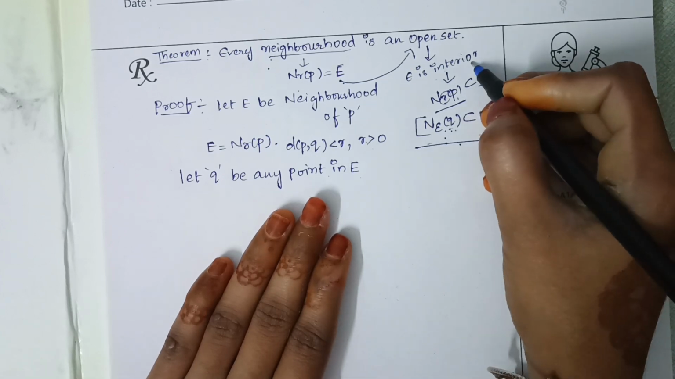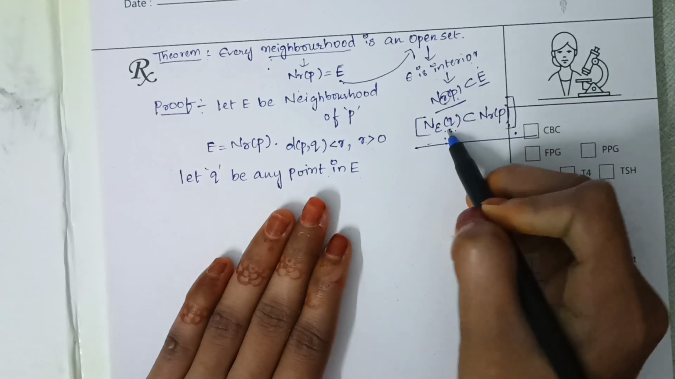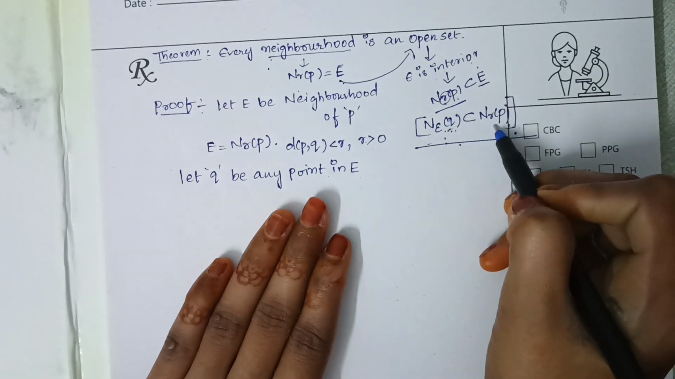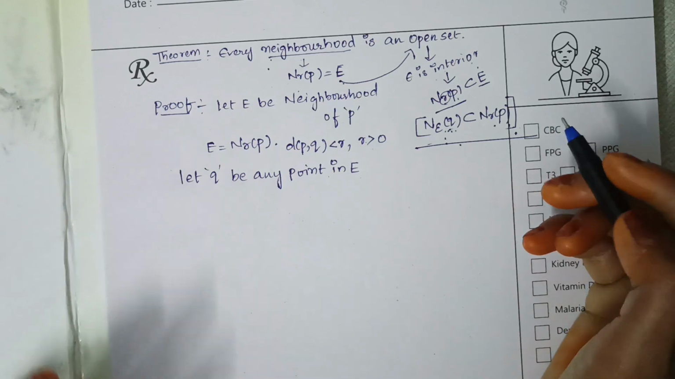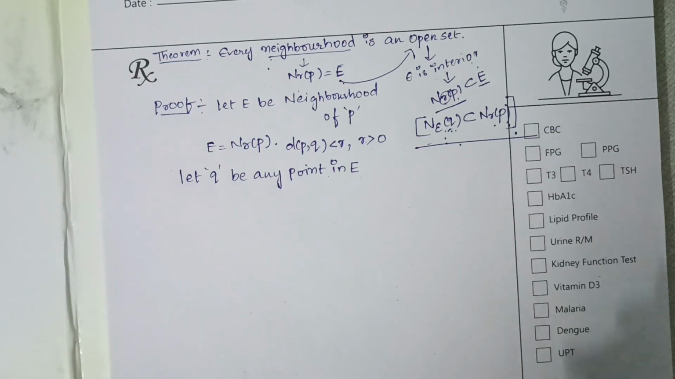And open set is nothing but every point of E is an interior point of E. So try to understand the definitions so that you can easily understand this proof.